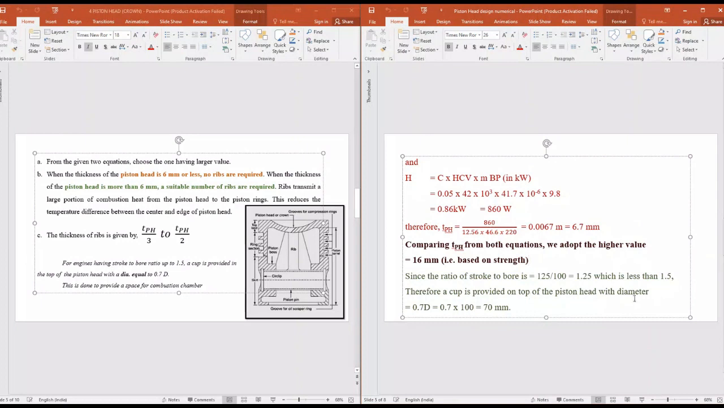So what is the dimension of the cup? You see, this is your cup, of this type, to increase the combustion chamber. 0.7 into D, 0.7 times the bore diameter, 70 millimeter. So a cup will be provided having a diameter of 70 millimeter. So this is the first portion of your solution.